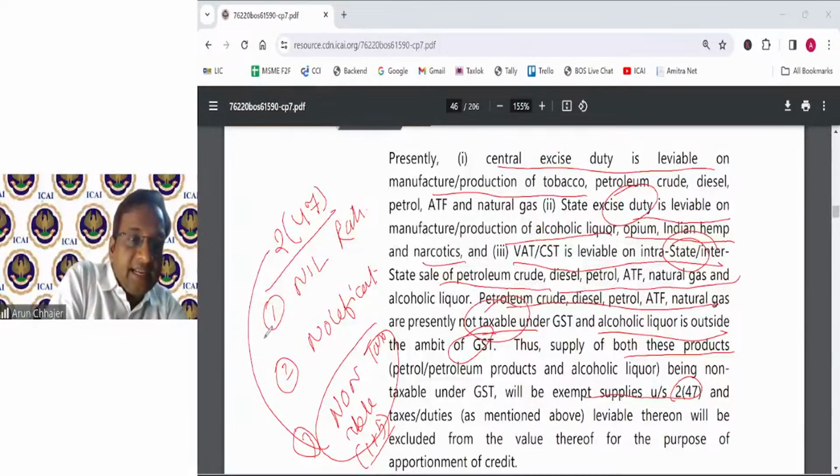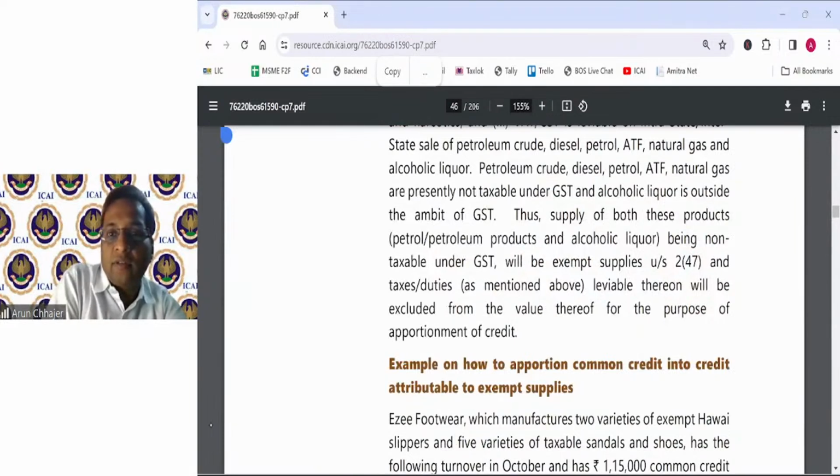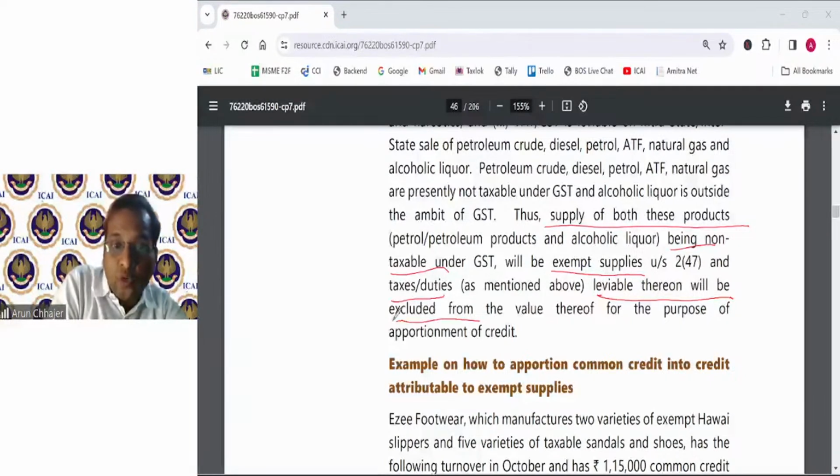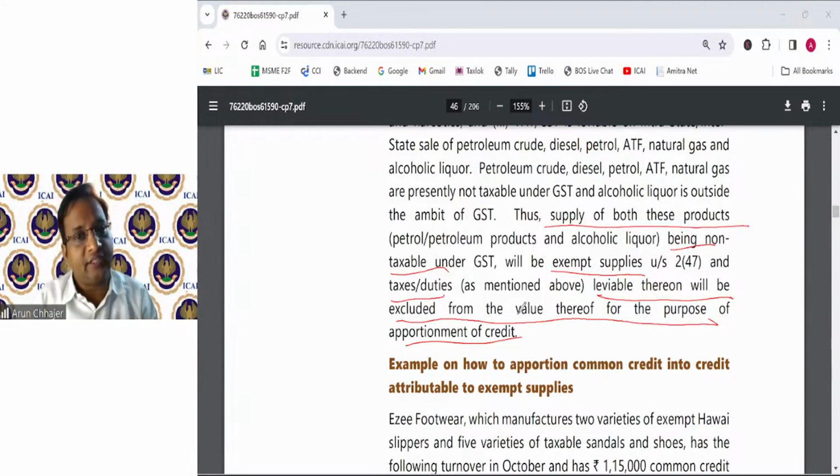So it says that the supply of both these products, being non-taxable, is exempted, and taxes and duties leviable thereon will be excluded from the value thereof for the purpose of apportionment of credit. So they are saying yes, exclude the value of the taxes.